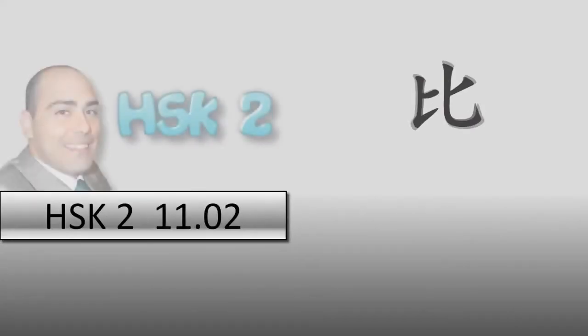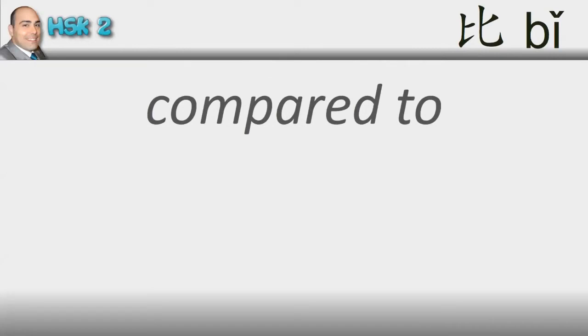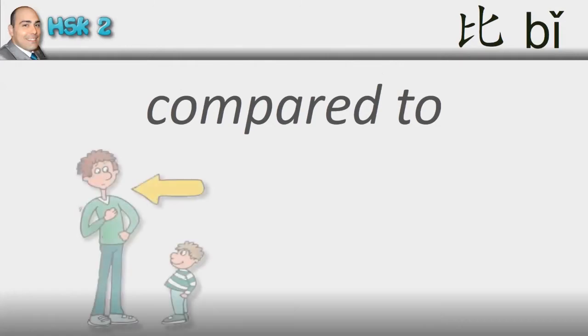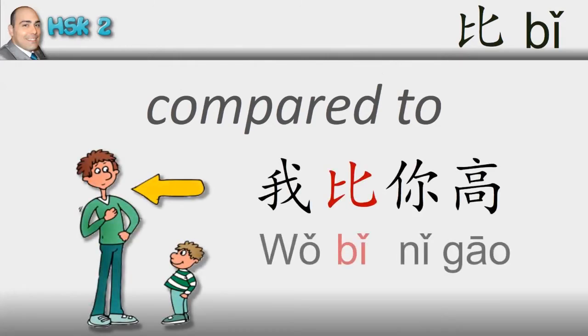This is HSK 2, lesson number 11, and we're going to see grammar point number 2, 比. We have already studied 比 in HSK 1 in order to make comparisons. We can translate it as "compared to." Here, an example from HSK 1: 我比你高. I am taller than you.